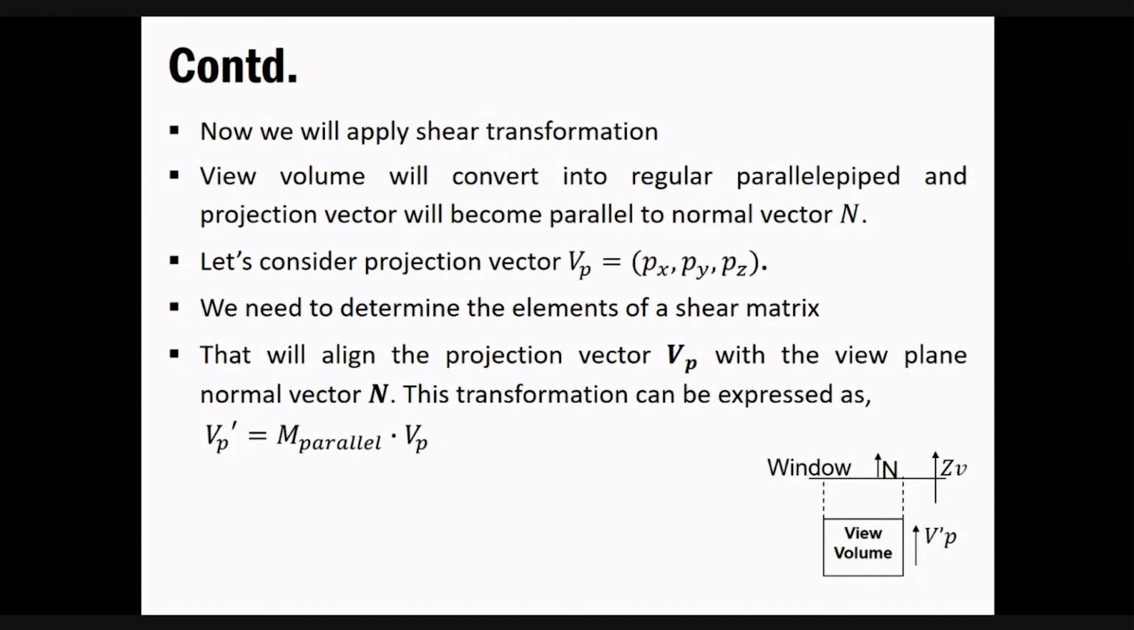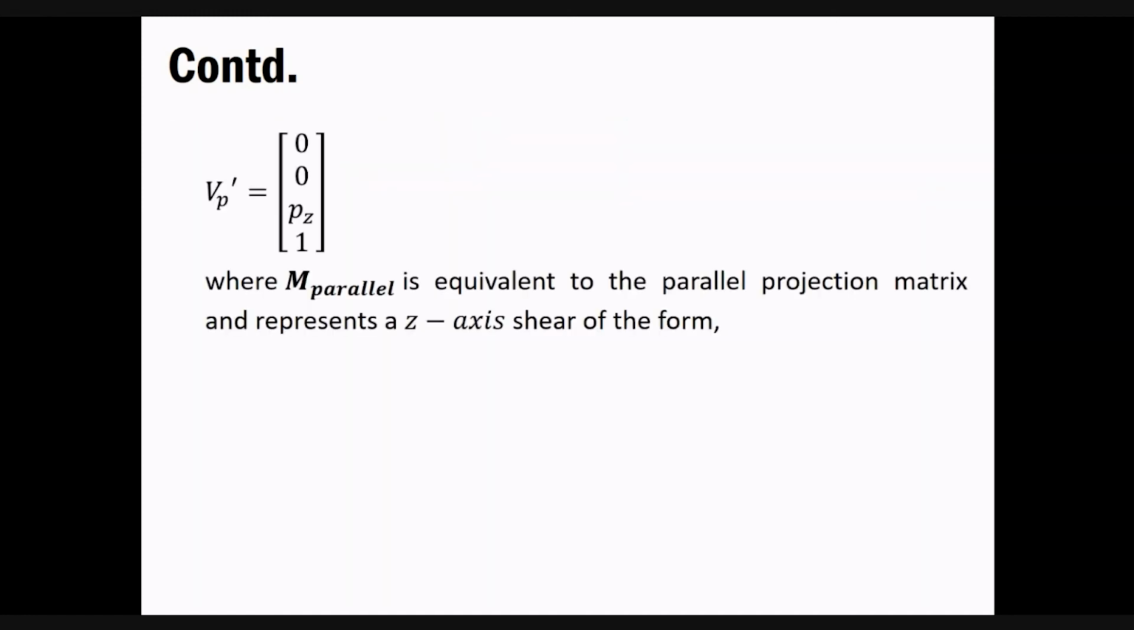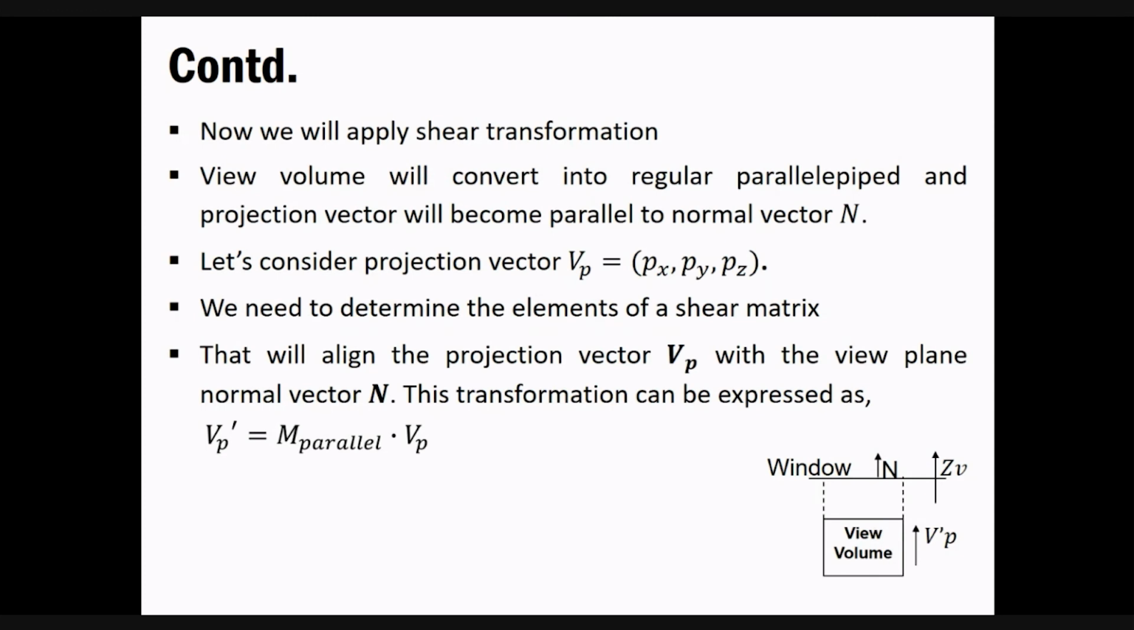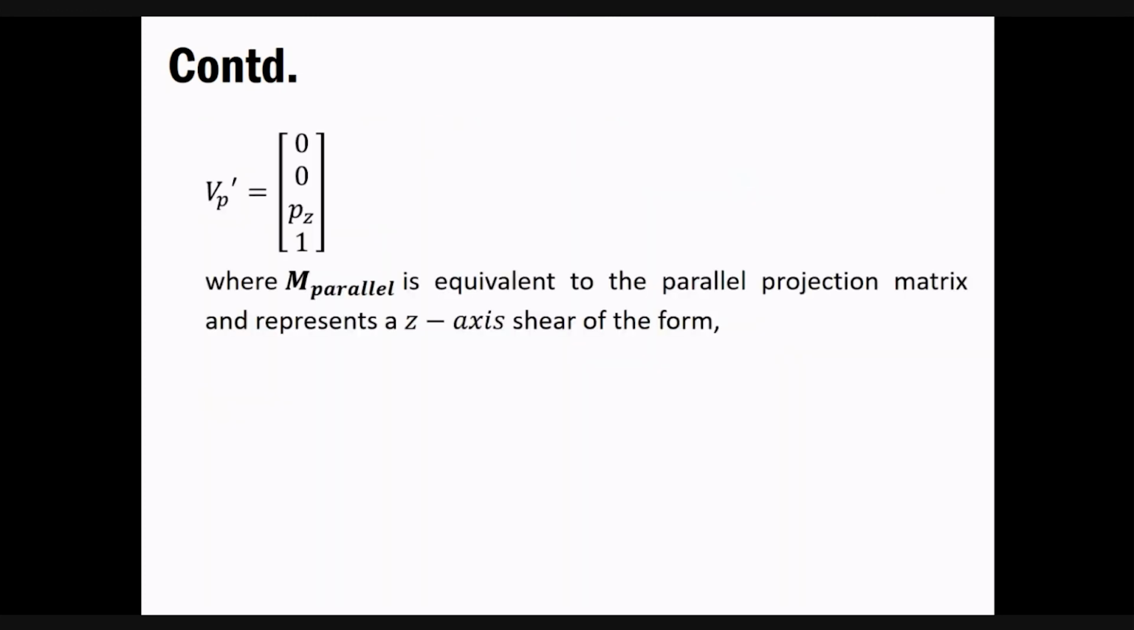So M parallel times Vp. Now what is this M parallel? That is over here, and this is v. Because now we are considering pz as given in the scenario, we will give 0, 0 values to x and y, and M parallel is equivalent to the parallel projection matrix and represents the z-axis shear of this form. This is the case that we will consider for shearing. So M parallel will be equal to this particular thing. We are putting a and b values, so whatever values you give to a and b, you will get the same sort of shape.